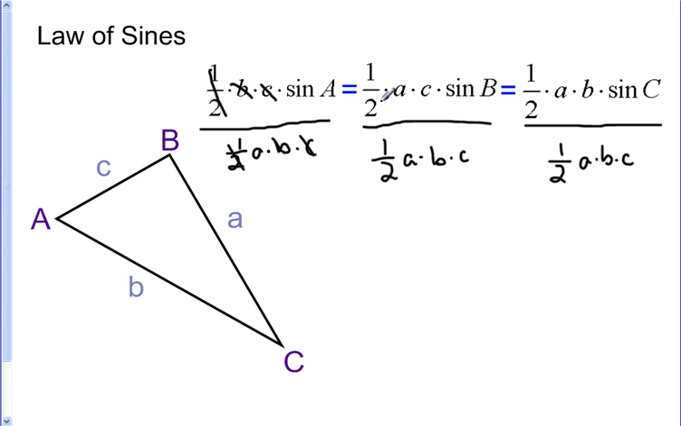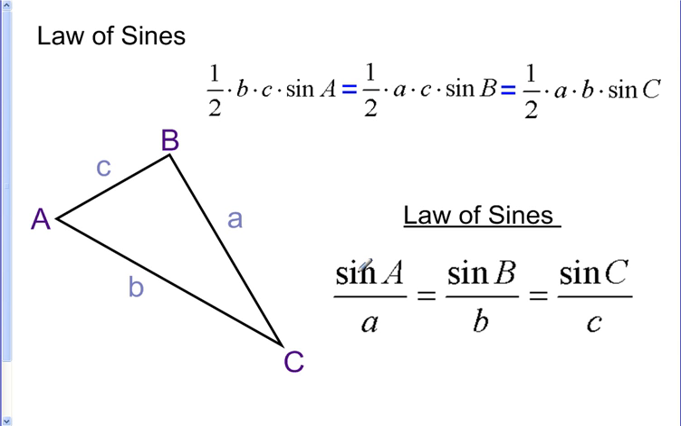Okay, so let's head over to the next equation. The 1/2s cancel out, the A's cancel out, the C's cancel out, and we get sine of B over little b. And then the 1/2s cancel out on this one, the A's cancel out, and the B's cancel out. We're left with sine C over c. So what we did right now is we just proved the law of sines, or we derived it, I guess. We derived the law of sines.